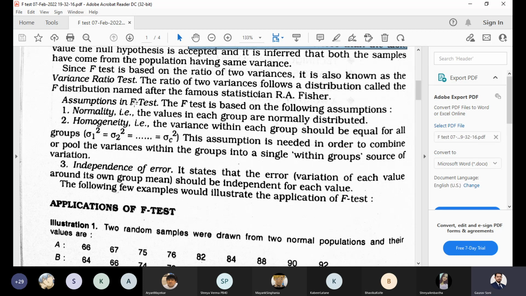So we assume that the two sets of data which are given are normally distributed. Even in the student's t-test, it was there. In the student's t-test, I said that if the population follows normal distribution, then and only then we can take out a sample, apply t-test and check the hypothesis.